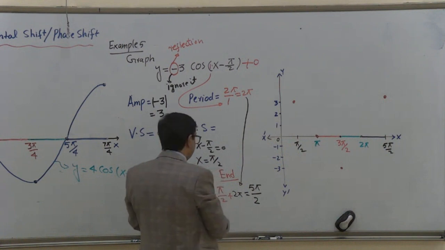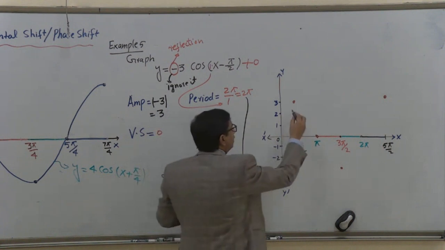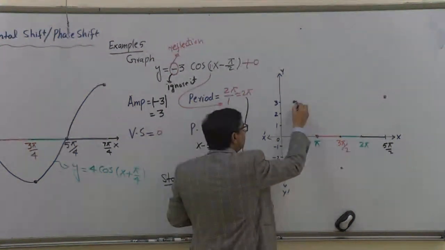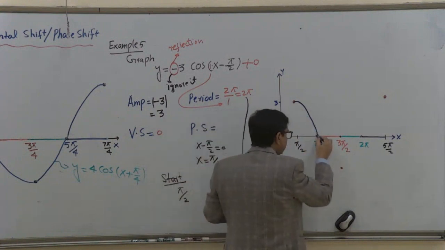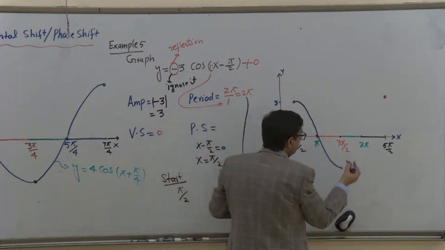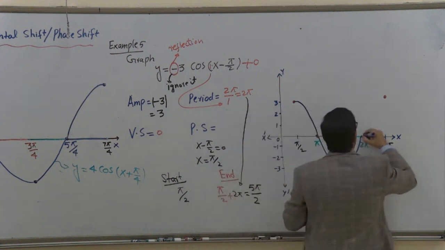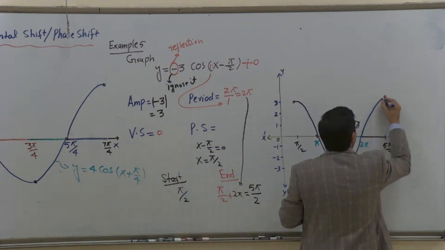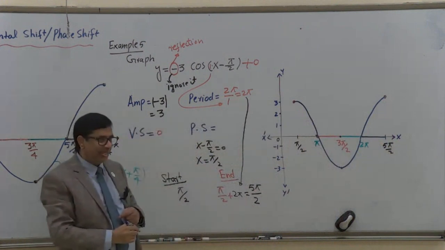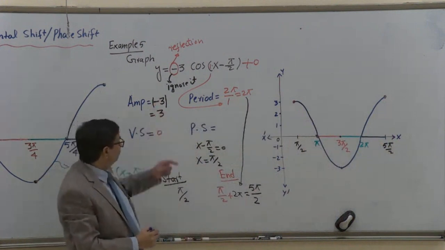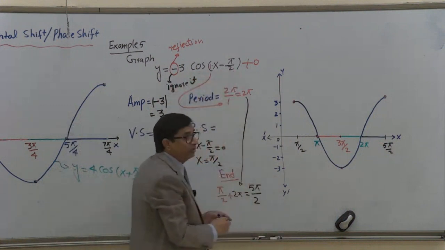Okay, now we graph it. For the graphing, just like this. This curve is here. This point is there. And the other point is there. Beautiful. This looks nice. So this is our graph for the function y is equal to 3 cosine of x minus pi over 2.